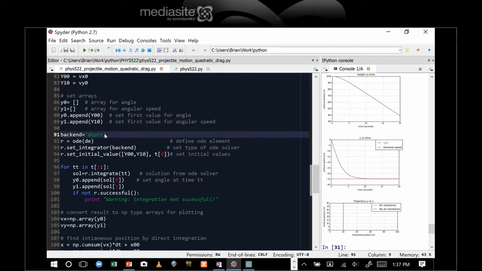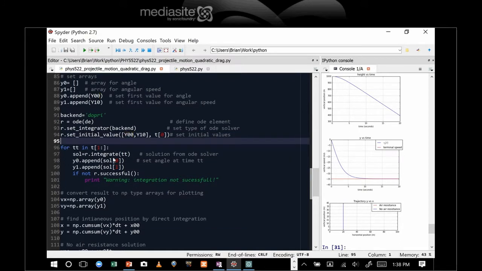Okay. I'm going to use Dopri, or dormand-prince 4-5, to solve. You can use any ODE solver. Again, this sets up r. r is my instance of my class ODE, and then de is my functional form of my ordinary differential equation. This sets the back end, which is dormand-prince. You can use any back end. This sets the initial values. So the initial values are the initial components of the speed, the x component, y component, and time t equals 0.